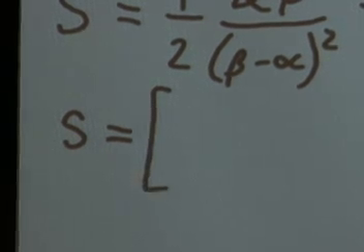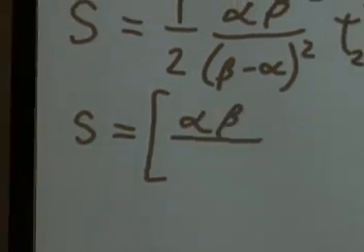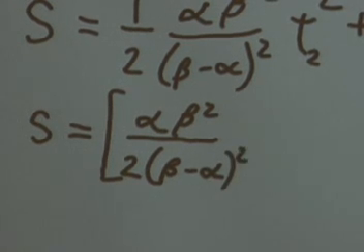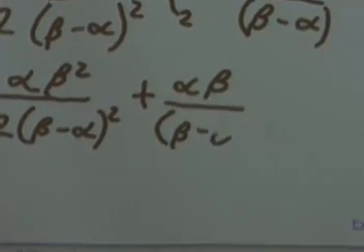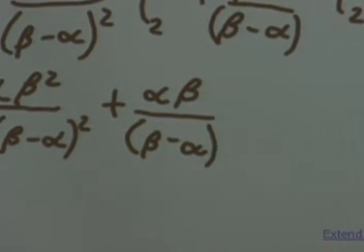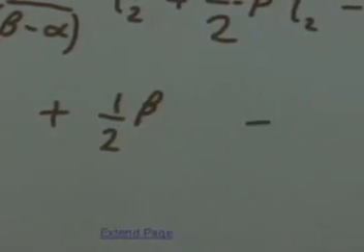S is equal to, and let's put it this way, I'll just put the alpha beta squared over 2 beta minus alpha squared, plus the alpha beta over beta minus alpha. I'll leave a little room here. Plus 1/2 beta minus beta squared over beta minus alpha.